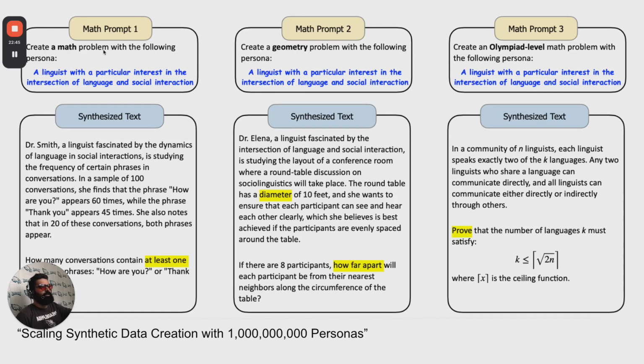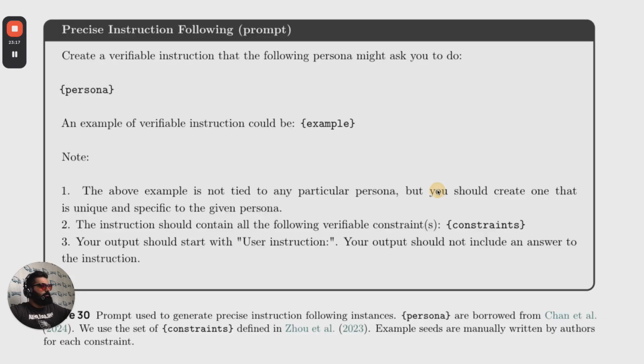So for example, create a math problem with the following persona: a linguist with a particular interest in the intersection of language and social interaction. And that gives you this generated text. Now it says create a geometry problem with the same persona, and it goes into talking about geometry related items. And then it says create an Olympiad level math problem with the following persona, and it kind of ups the complexity and difficulty. So that's a quick snapshot of what personas are and how they interact with the generated text.